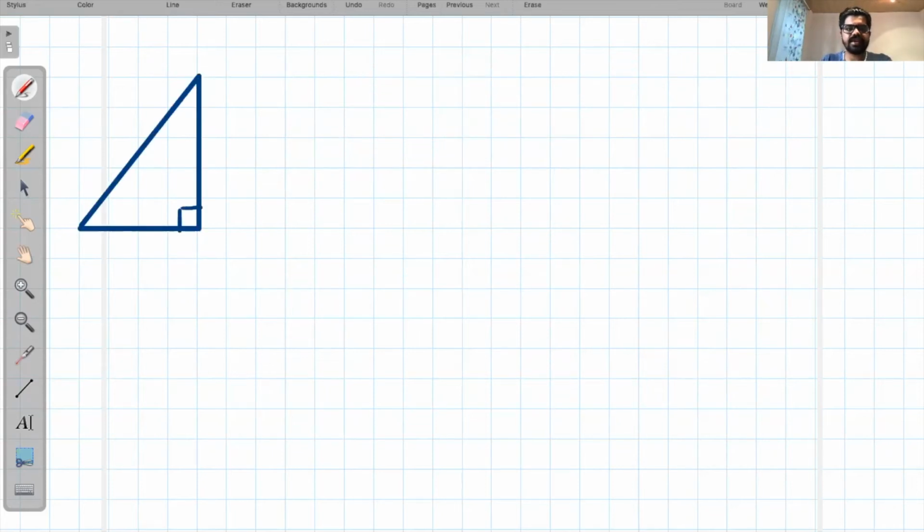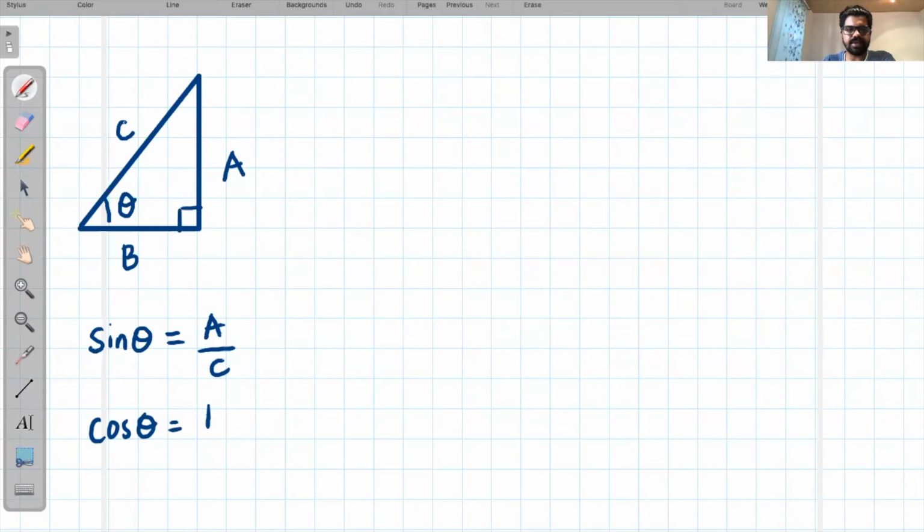We have here a right angle triangle with this angle being theta. This is the opposite side A. This is the adjacent side B. And this is the hypotenuse C. What is sine theta from this triangle? Sine theta is equal to opposite side A divided by C. And cos theta is adjacent side B divided by hypotenuse C. And tan theta is A divided by B. But this angle theta is not really small, right?